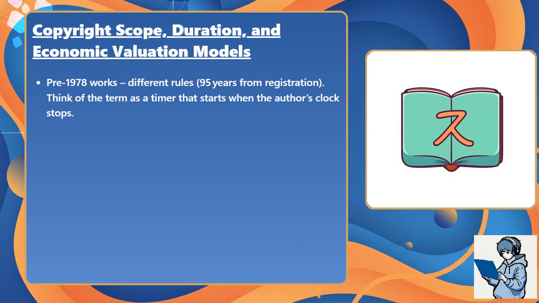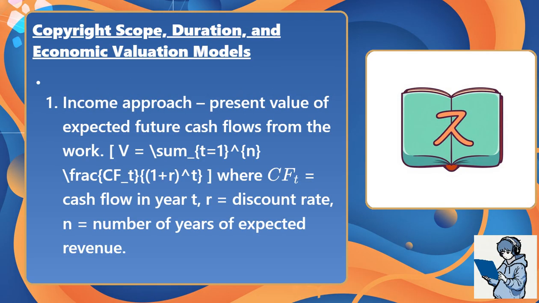Pre-1978 works follow different rules, generally 95 years from registration. Economic valuation models. Income approach is the present value of expected future cash flows from the work. V equals the sum from t equals 1 to N of cash flow sub t divided by (1 plus r) to the power t, where cash flow sub t is the cash flow in year t, r is the discount rate, and N is the number of years of expected revenue.